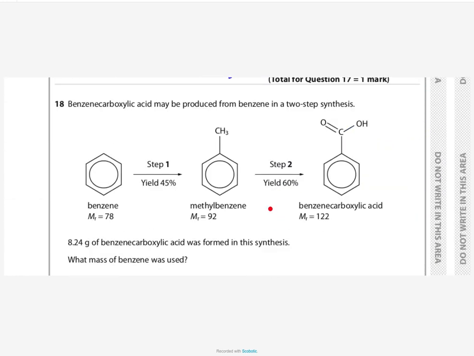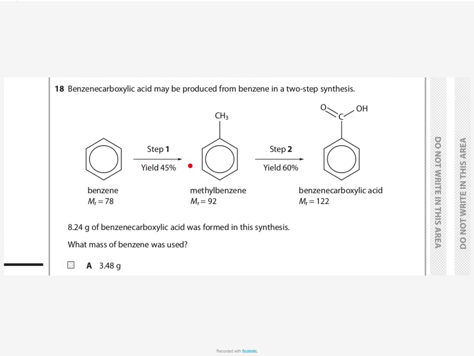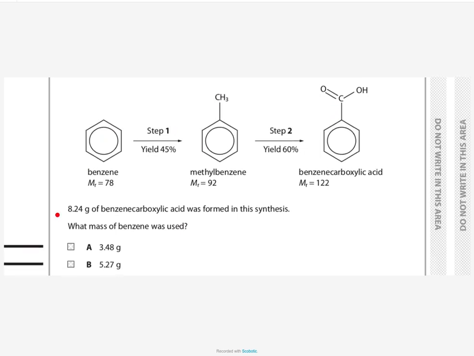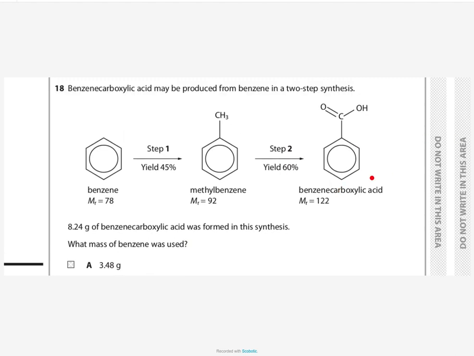Benzene carboxylic acid may be produced from benzene in a 2-step synthesis. This is methylbenzene, and this is the side chain oxidation giving carboxylic acid. 8.24 grams of benzene carboxylic acid was formed in the synthesis. What mass of benzene was used? Let's find. The yield is different, right? 60% and 45%. So you have to go backwards.